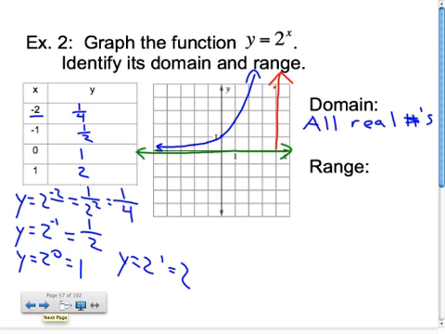Now you'll notice this exponential kind of curves down here, and it's going to get awfully close to this x-axis, but it will never actually touch it. There's no value that I could plug in for x here that's going to make y a 0. 2 raised to any power will always be bigger than 0. And so your range is all y values greater than 0. And that's just a general characteristic of an exponential function.